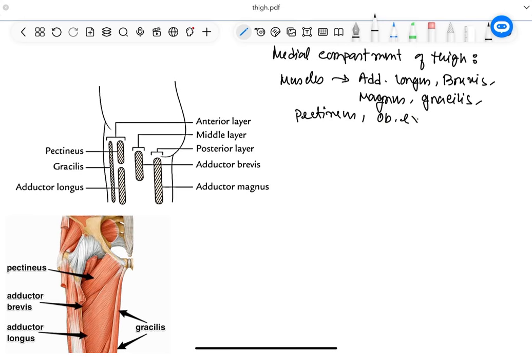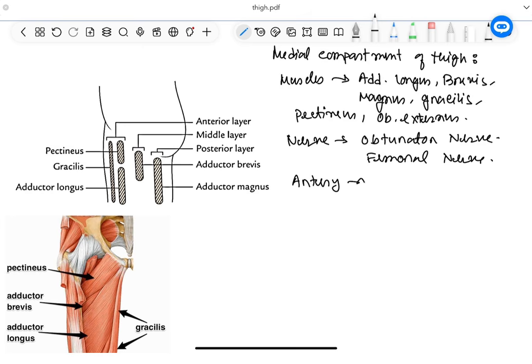and obturator externus. These are the muscles, and the chief nerve for this compartment is the obturator nerve, though there is some exception. The femoral nerve also contributes to supply specific muscles. So, two nerves you can remember here. What is the artery? The arteries of this compartment are the profunda femoris artery and the obturator artery.